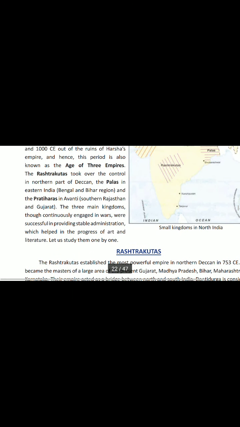You can see in the map here. In the northeastern part, Palas; in the northwestern part, Pratiharas, Chauhans; and in the Deccan part, Rashtrakutas. We have to study about all these three empires one by one. The Rashtrakutas took over control in the northern part of Deccan, the Palas in eastern India, that is the Bengal and Bihar region, and the Pratiharas in Avanti, southern Rajasthan and Gujarat. You can see it in the map given here.